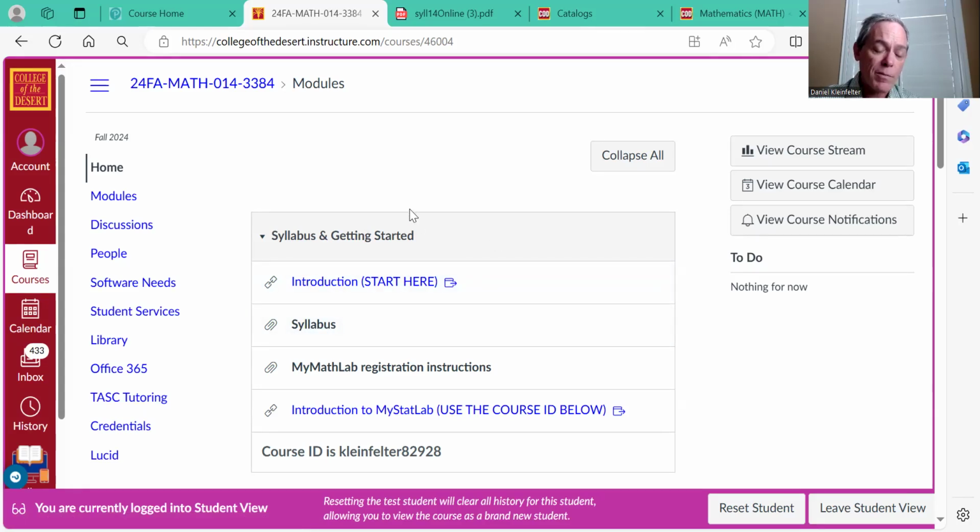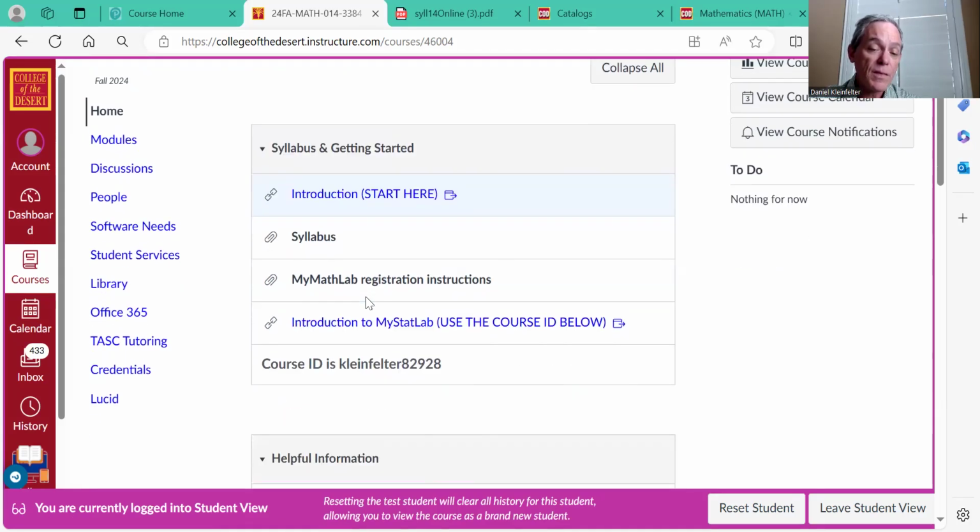The most important part will be the piece at the center of your screen. Right here, it says Syllabus and Getting Started. Introduction, Start Here, is the video that you're watching right now. The next thing we'll have is the syllabus, which we'll be going over shortly. The next thing, MyMathLab registration instructions.